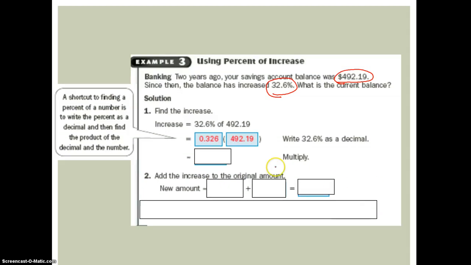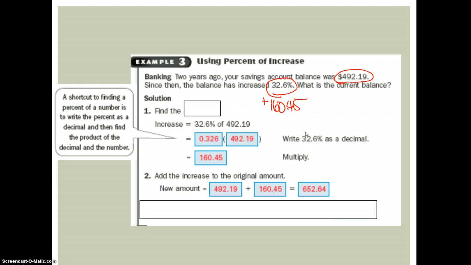Change your percent to a decimal, because you can't put that into a calculator. You can't multiply until it's a decimal. Now multiply it together and you have $160.45. Now this is just the increase. This is how much it increased. So this is not my current balance. I'm just saying that I took my balance 2 years ago and I added $160.45. So now we need to add those two numbers together and you get $652.64.